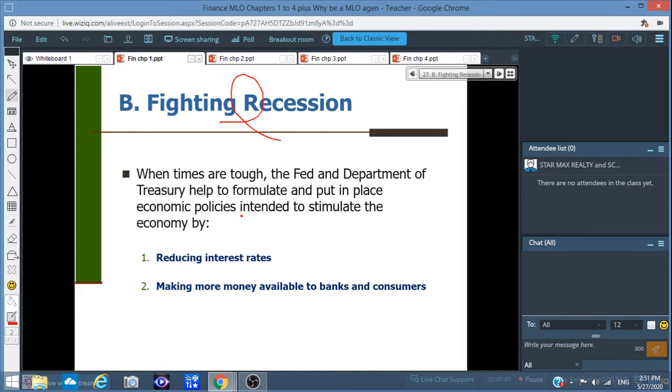So when times are tough, the Fed and the Department of Treasury help to formulate and put in place an economic policy intended to stimulate the economy by what? Reducing interest rate, right? We did that already. Right now it's at 0 or 0.25. Lending rate, right? Make more money available to banks and the consumer.